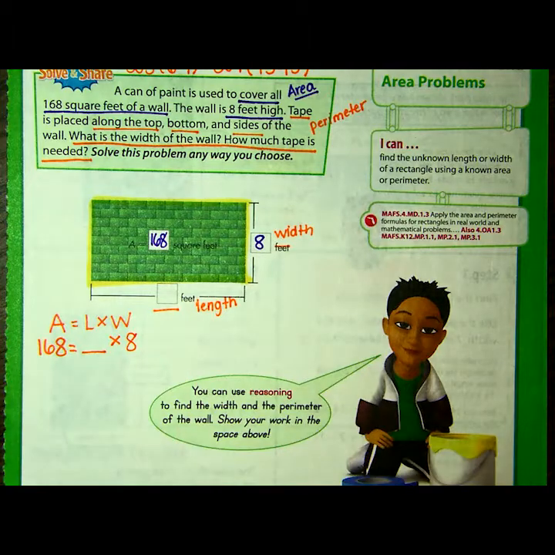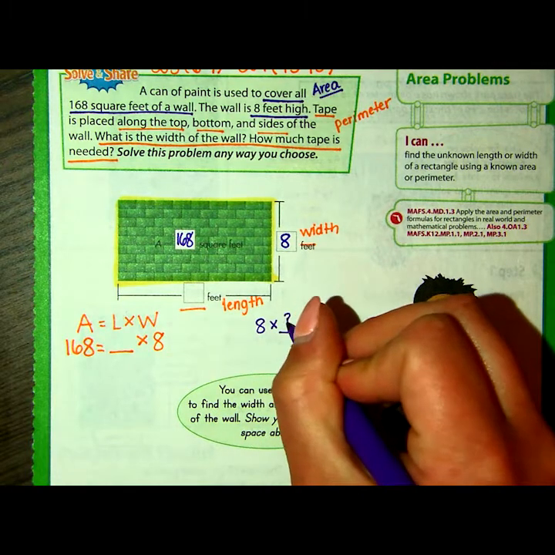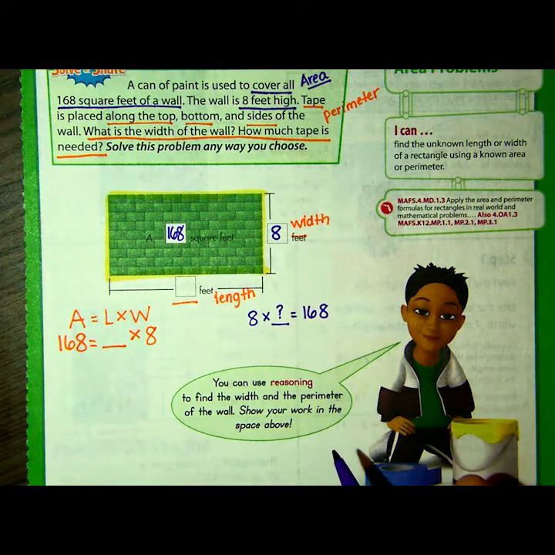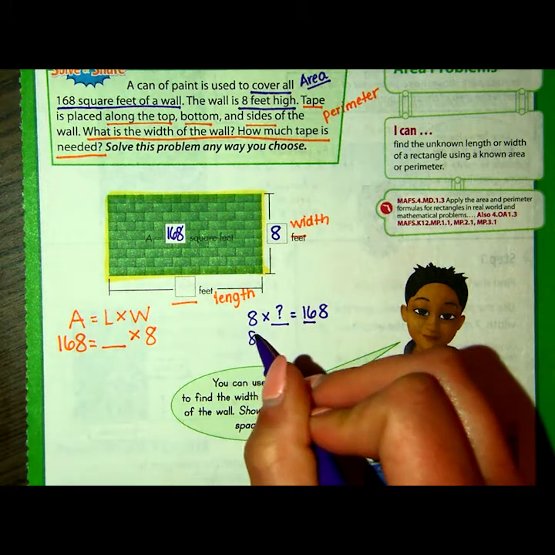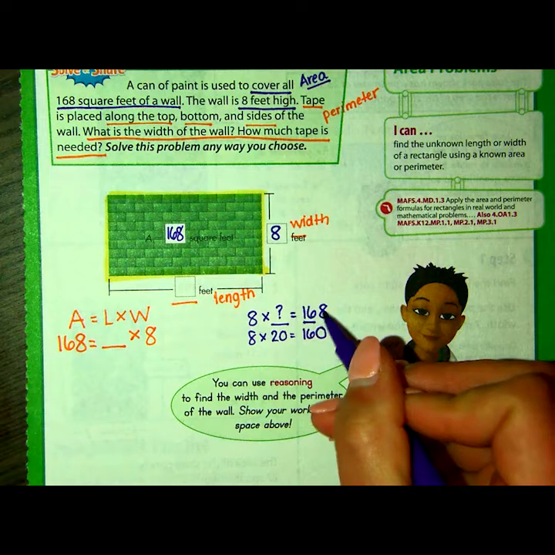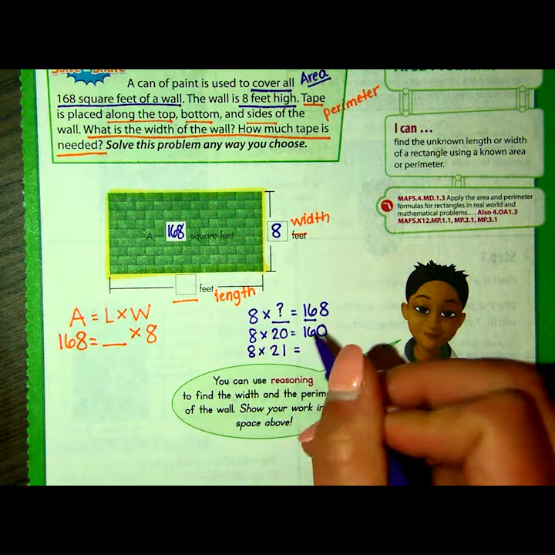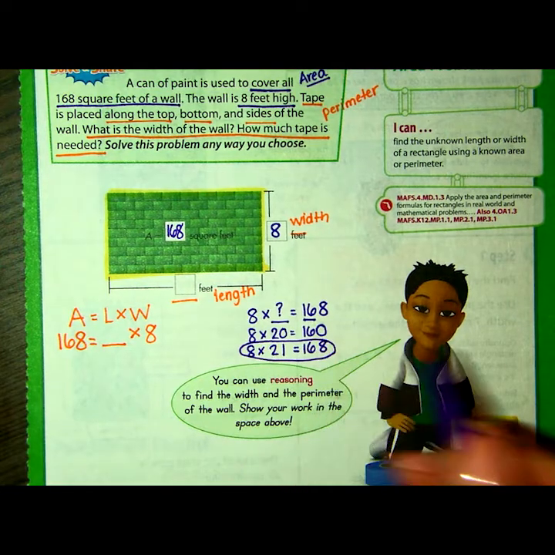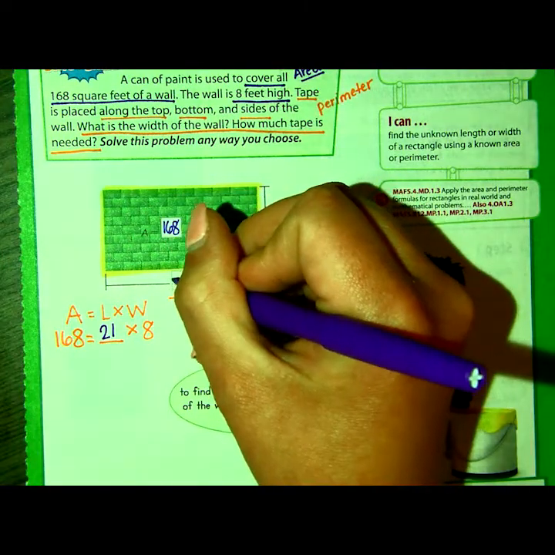So in our brains, what we need to do is think to ourselves, 8 multiplied by what number gives me 168? Well, I know that 8 times 20 is equal to 160, but I need one more group of 8 because I need 168. So then I'm going to multiply by 21. And 8 times 21, that's equal to 168. I figured out the missing number. That number right here is 21. So what that tells me is that the length of this wall is 21 feet.